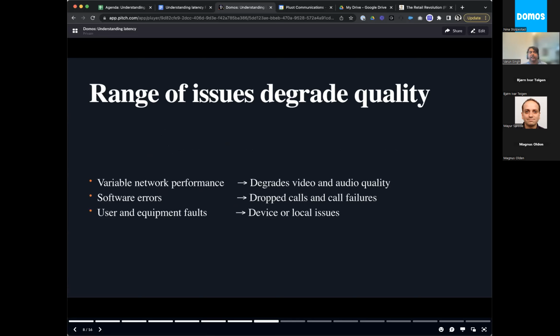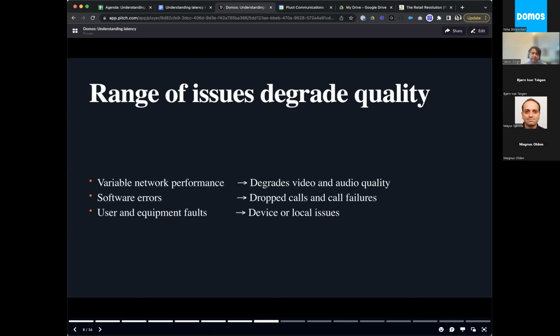What is that? And then what we run into are things like variable network performance, software errors, user and equipment faults. One of the things that happened right at the beginning of the call for me was that my headset and Zoom did not play well together, and we had to give my spot to someone else, get my things fixed, and then come back in. And this is after I had already tested for this at the beginning. So some things can fail during a call as well.